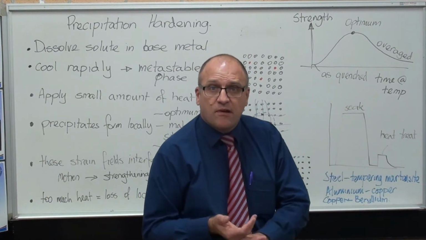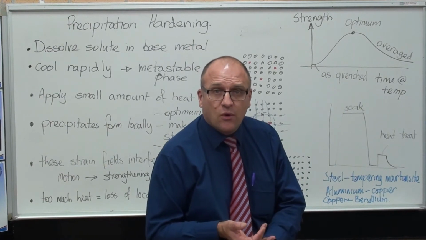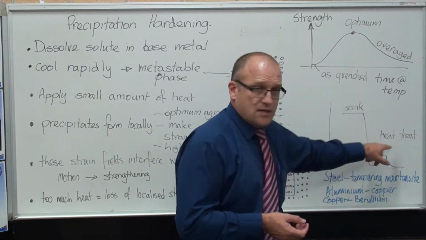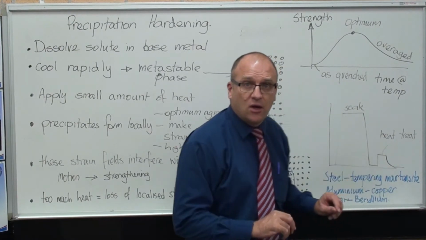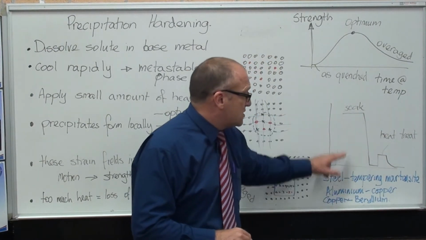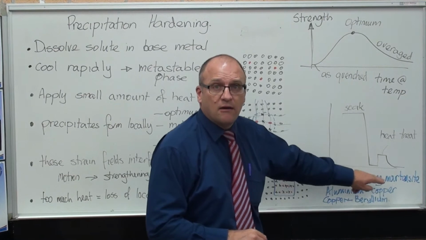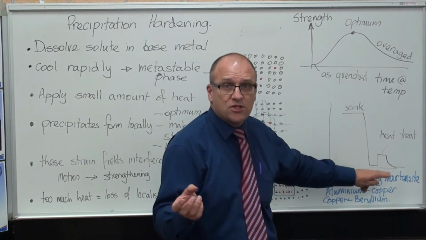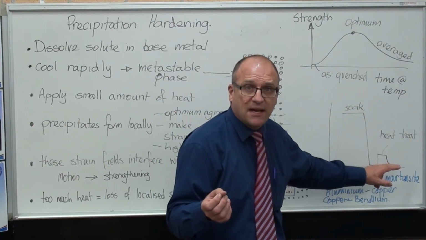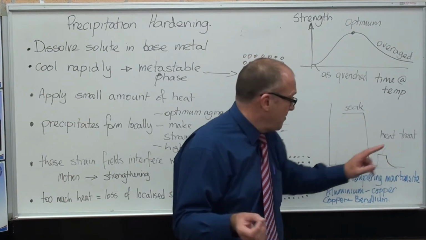That is tempering of martensite. Formation of quench-hardened steel, tempering martensite. In aluminium alloys, it's formation of a single-phase alloy, followed by a little bit of heat to produce precipitation of aluminium-based compounds through the metal.